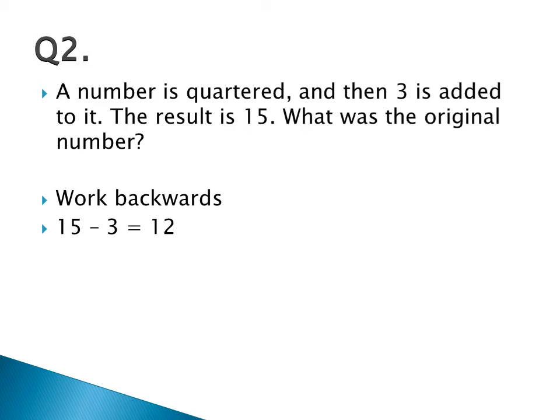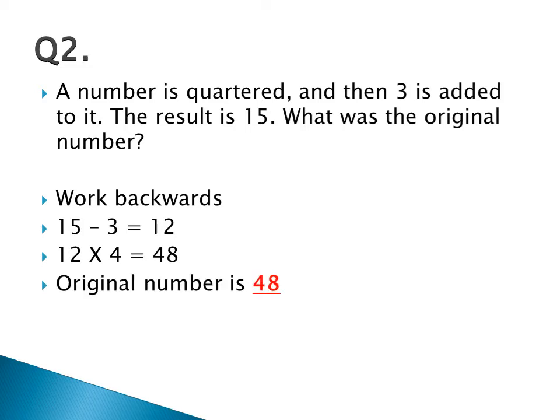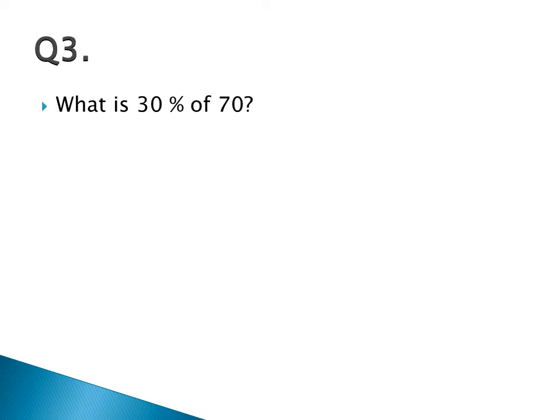If you're working backwards, the opposite of division is multiplication. Now what we do is we times the number we got from taking 3 away, 12, by 4, so we get 48. So the original number is 48. Let's move on to the next question. It says, what is 30% of 70?